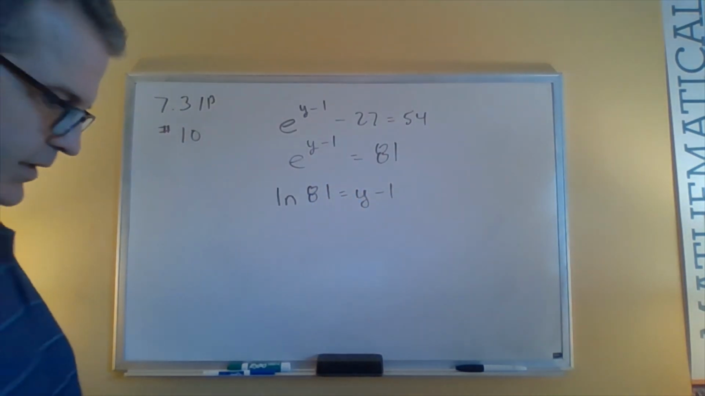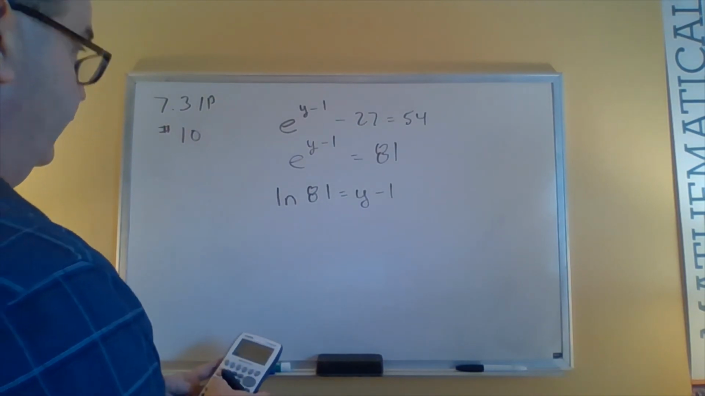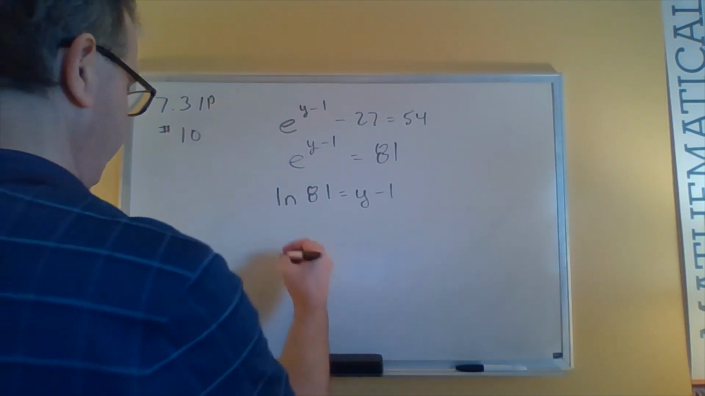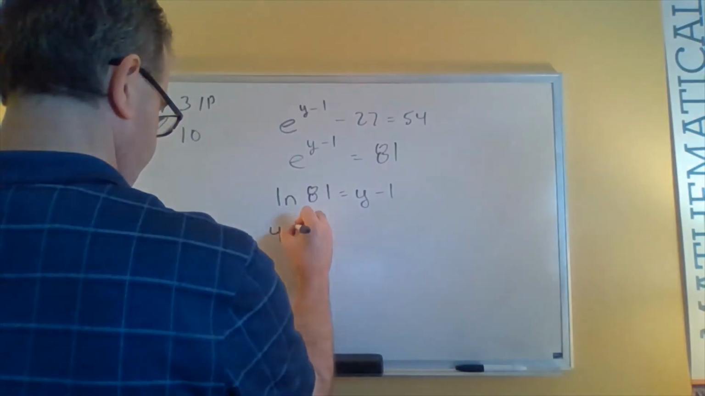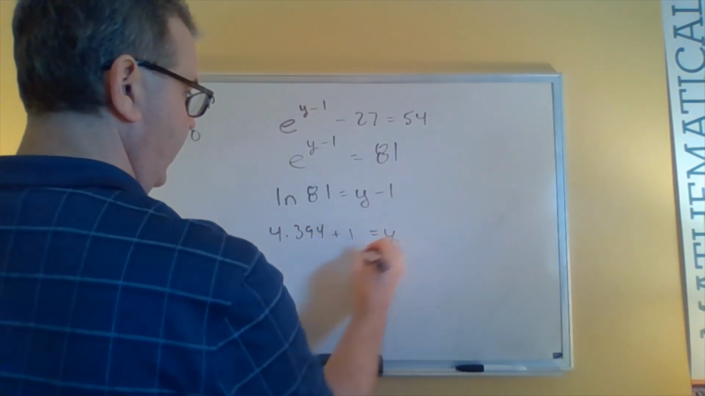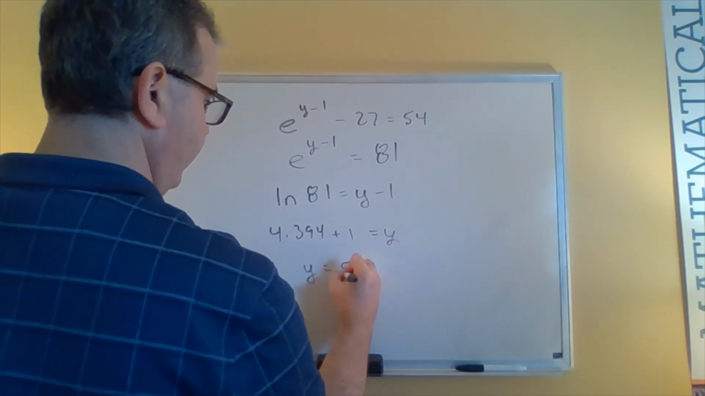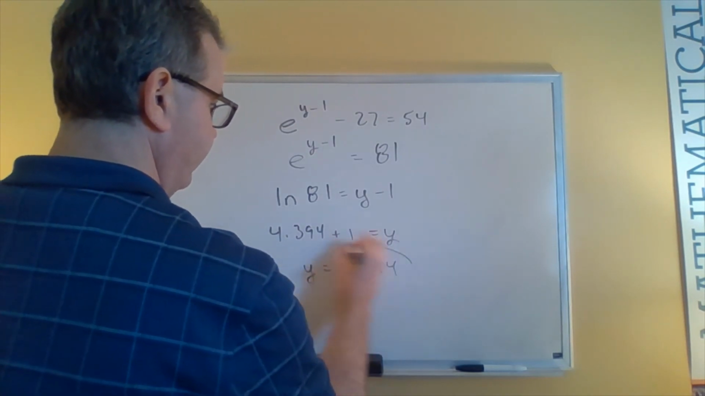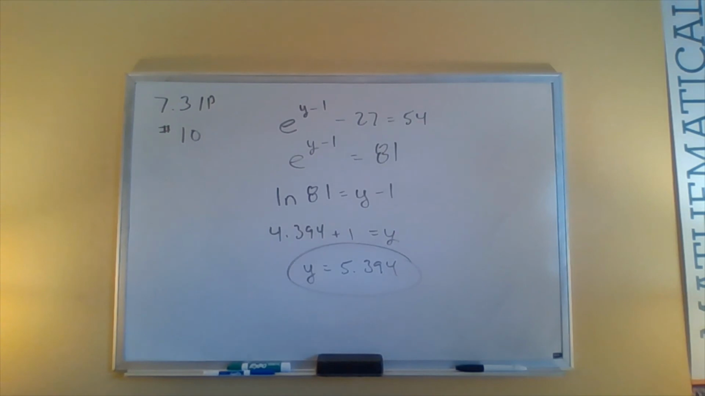So we'll get out the calculator here. The natural log of 81 equals 4.394. I'm going to add 1 to that to get what y equals. So y is going to equal 5.394. That is my answer for number 10.